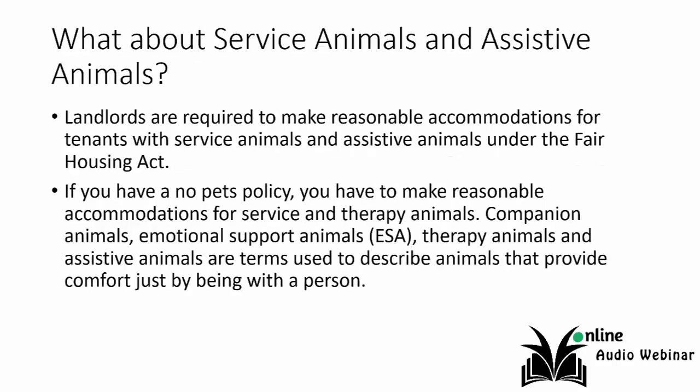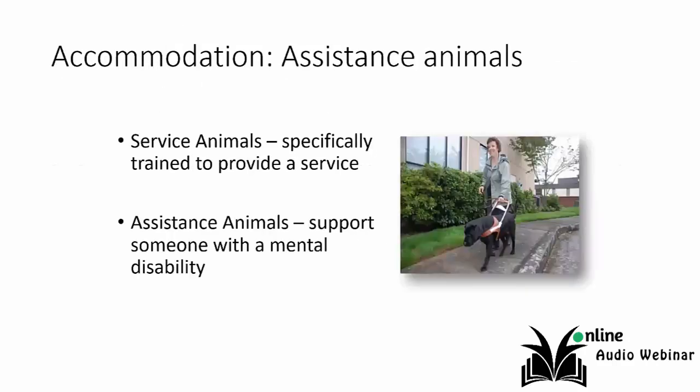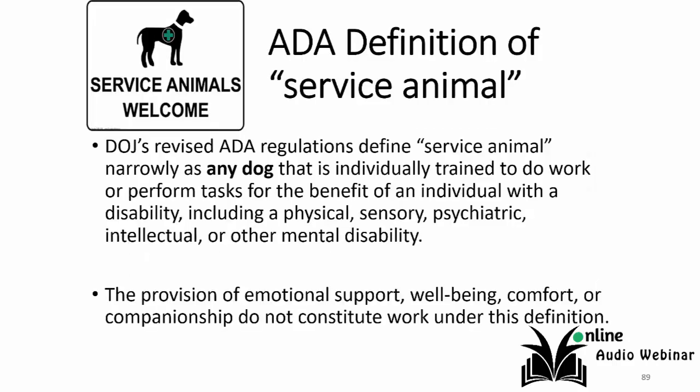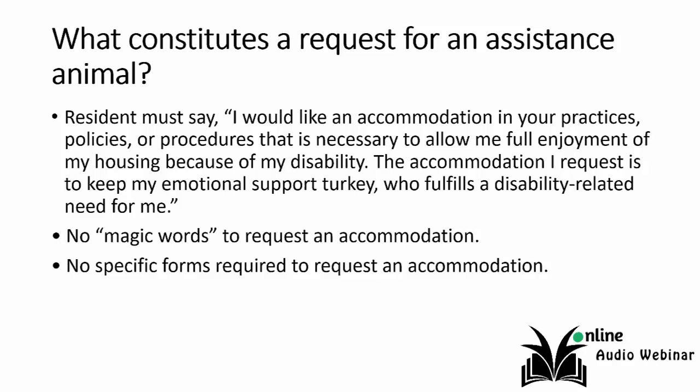Landlords are required to make reasonable accommodations for tenants with service animals and assistive animals under the Fair Housing Act. The ADA treats assistive animals differently than service animals. A service animal is specifically trained to provide a service. It has to be a dog that is individually trained to do or perform tasks. They call those other animals emotional support animals, therapy animals, comfort animals, or anything of that type.